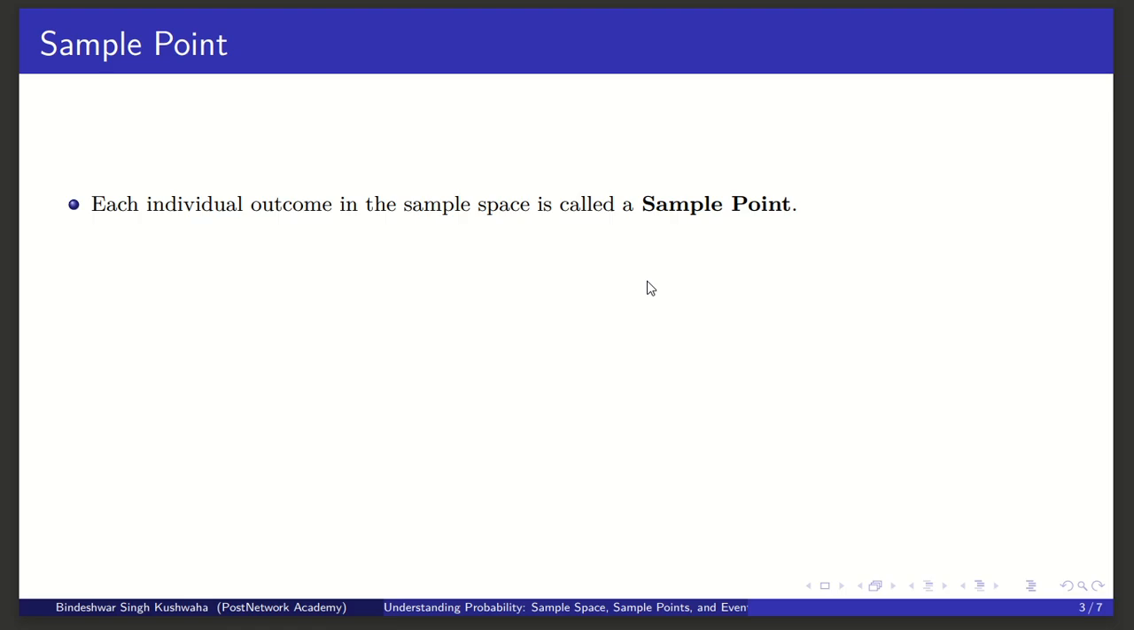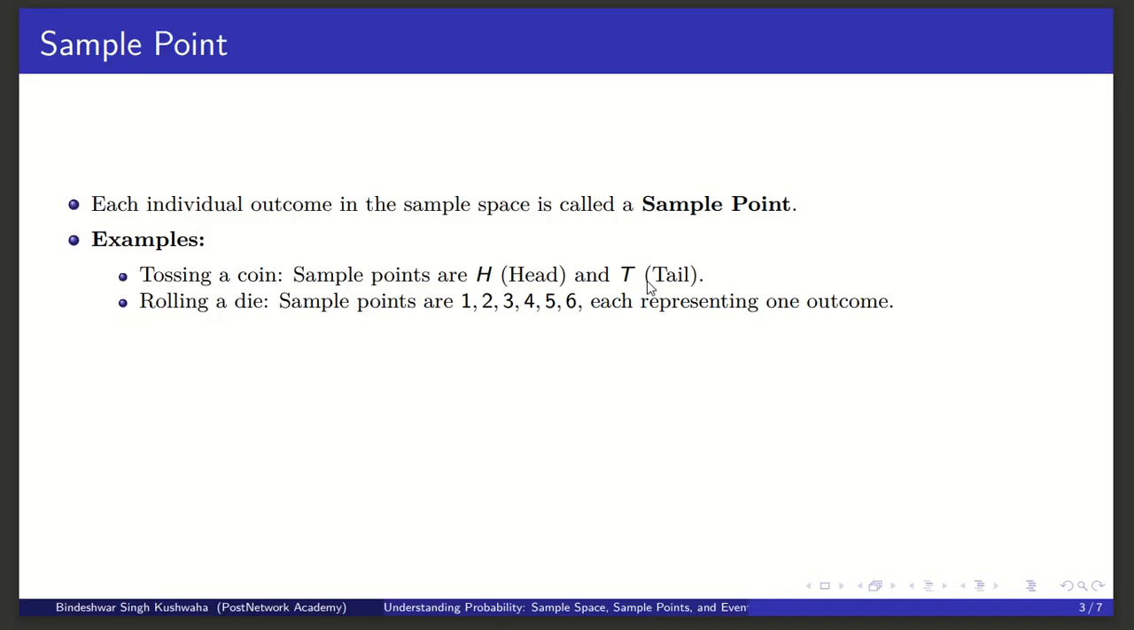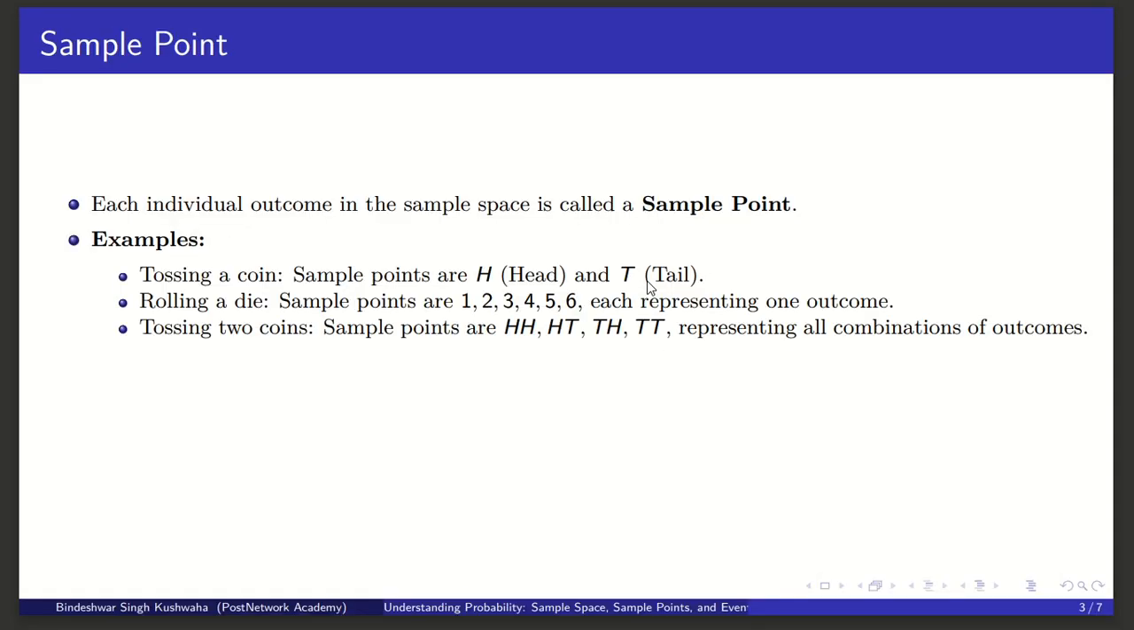Let us understand sample point. Each individual outcome in the sample space, remember, individual outcome, is called a sample point. Example, tossing a coin, so the sample points are H and T. Rolling a die, the sample points are 1, 2, 3, 4, 5, 6. That means I am talking about 1 only, or 2. So this is a sample point, each representing one outcome. Tossing two coins, the sample points may be HH, HT, TH, TT.